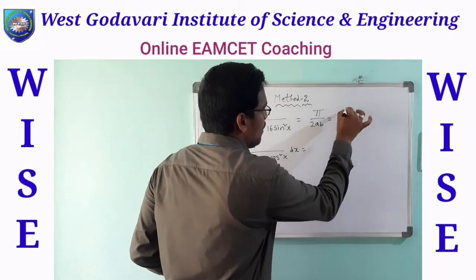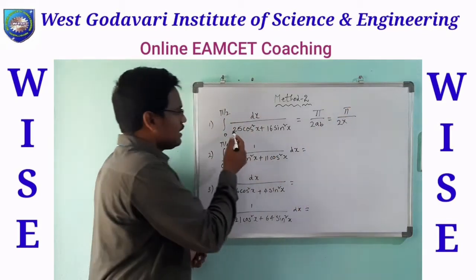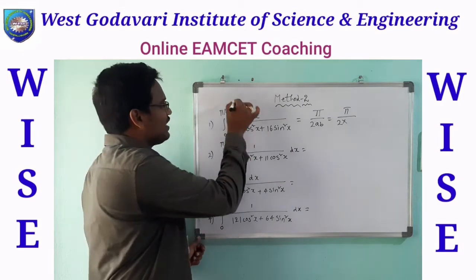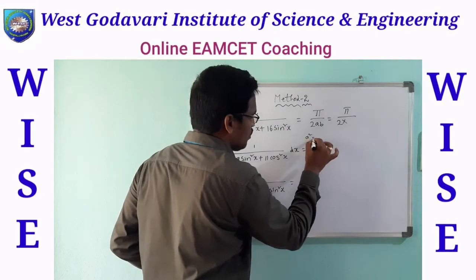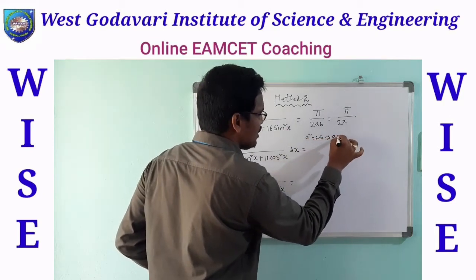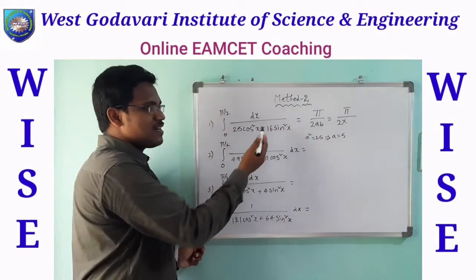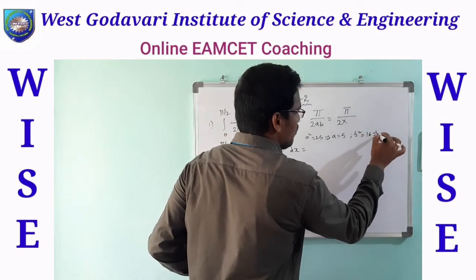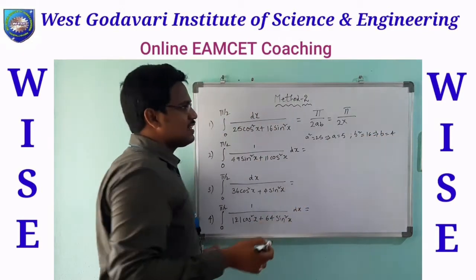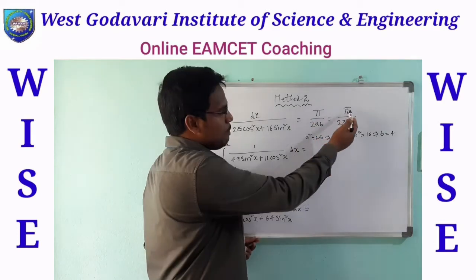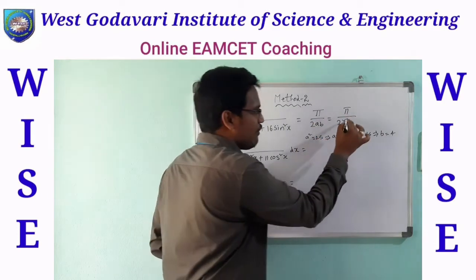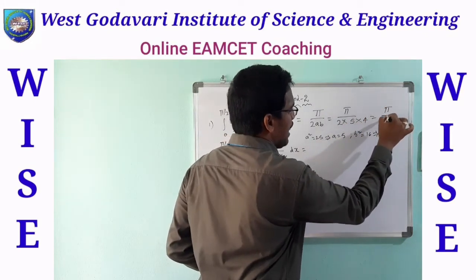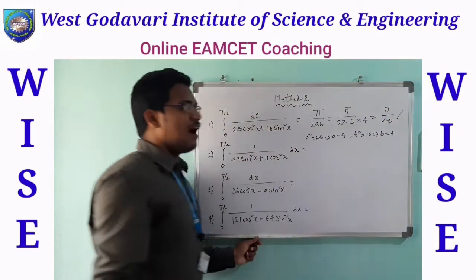So our result is pi by 2ab. In the place of a square, this is 25, so a square is equal to 25, which implies a is equal to 5. In the place of b square, here it is 16, so b square is equal to 16, then b is equal to 4. So the result is pi by 2ab, that is pi by 2 into 5 into 4, which is equal to pi by 40. So this is our answer.